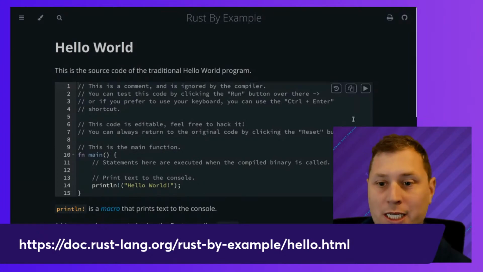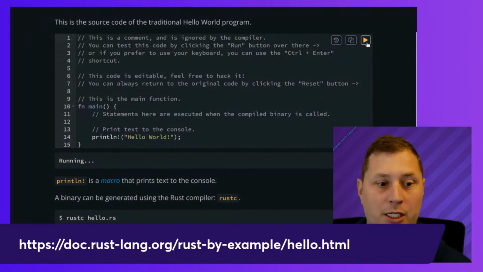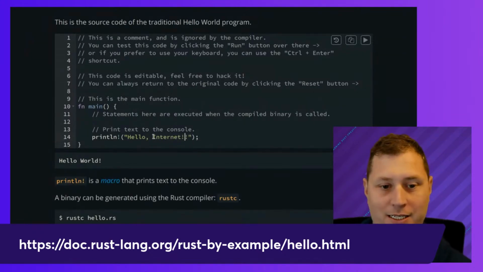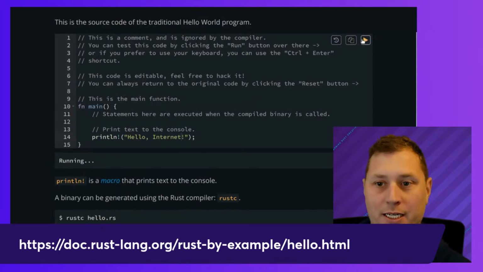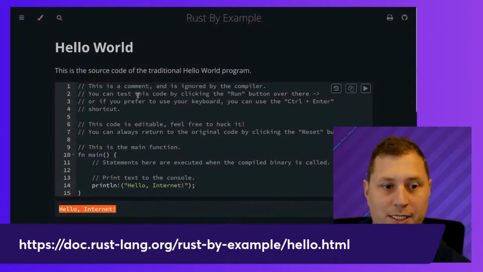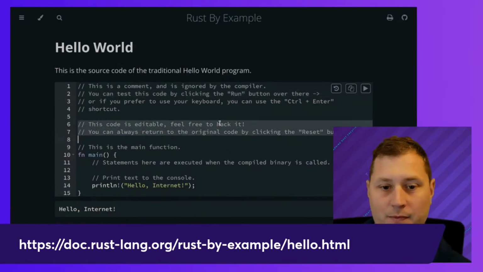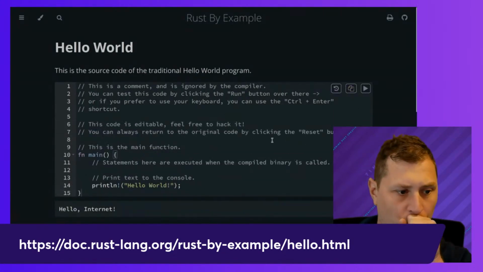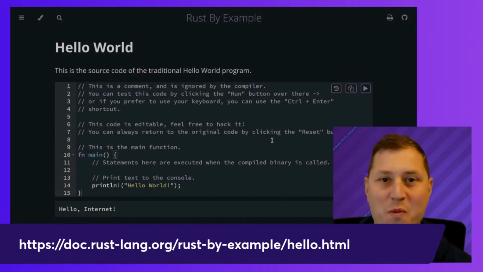And what I want to do here is show you that you can run Rust. So we've got hello world there, and I'm going to say, hello internet. We can run it again and we get an output. And so we have got an activity. So let's go through some of the text. This is a comment, it's ignored. The code is editable, feel free to hack it. And you can always get to the original by clicking reset. If you have watched no more than this content, that's all that you need to go and do it yourself.